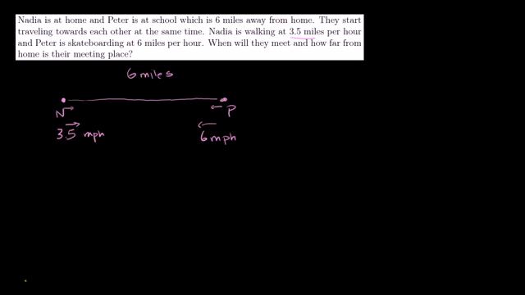So let's say that their meeting place is going to be closer to home because Peter's going faster. So let x be equal to the distance from home they meet. So this distance right here is going to be x. And then what's this distance going to be? Well, if that's x and this whole thing is 6 miles, then this distance right there is going to be 6 minus x. So Nadia will travel x miles, and Peter will travel 6 minus x miles.